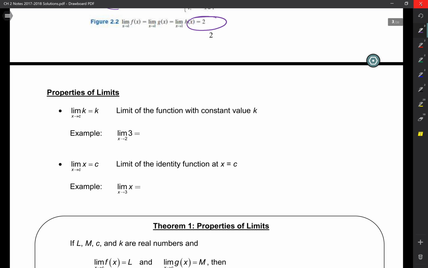What would happen if it was approaching 2 different numbers? Then the limit would not exist.